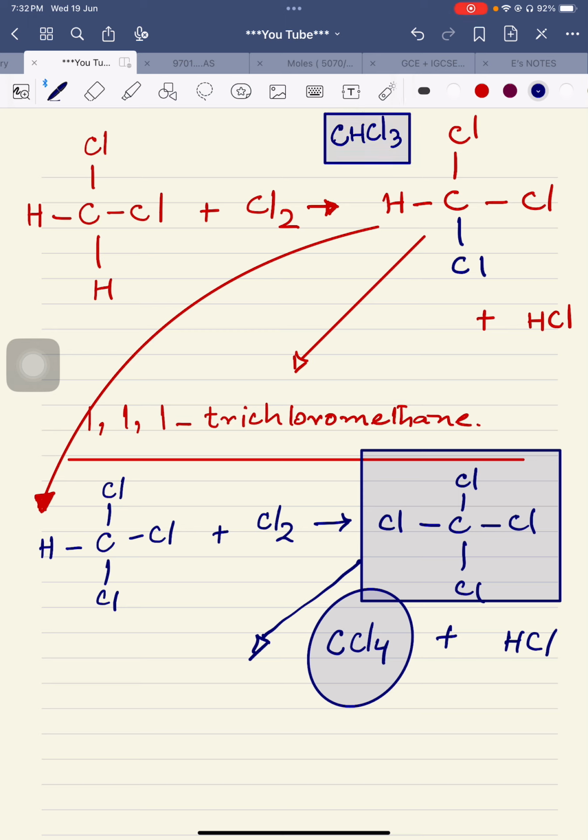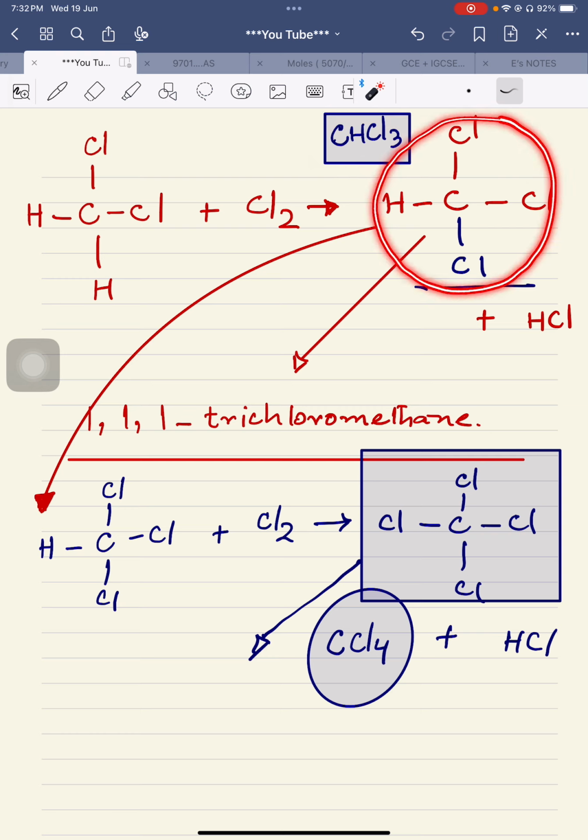But can I write it like that? If the examiner is asking for the displayed formula, then definitely you have to go for this one. If the examiner is asking for the molecular formula, this is the molecular formula. So please make a difference between the two. Once you start practicing the substitution reaction, it is highly advised to practice with the structural formula, because the structural formula will help you remember that each carbon atom always has to make four bonds.